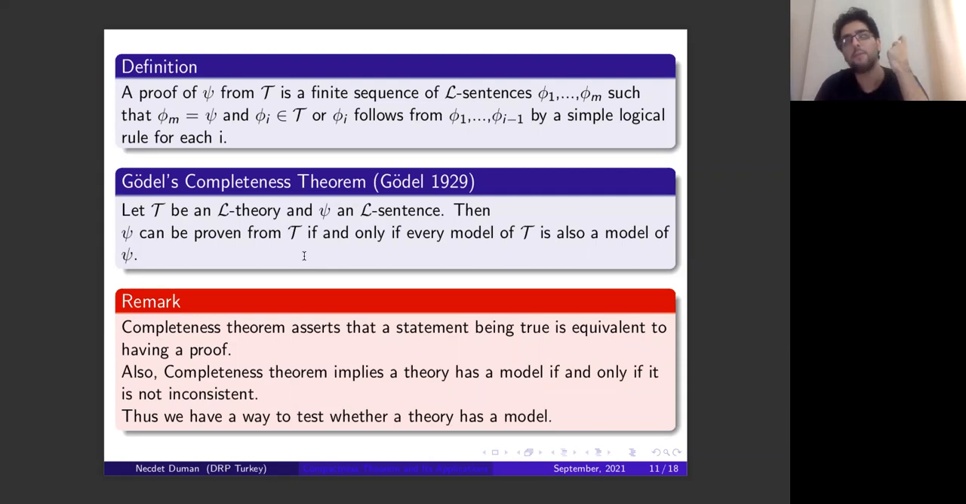And more, not necessarily important, but a corollary that we are interested in is: a theory has a model if and only if it is not inconsistent. Being inconsistent means you can prove a contradiction from a theory. And when it's not inconsistent, you can't prove a contradiction. So now we have a way to test whether a theory has a model. If a theory is consistent, then it has a model. If a theory is inconsistent, then it doesn't have a model.